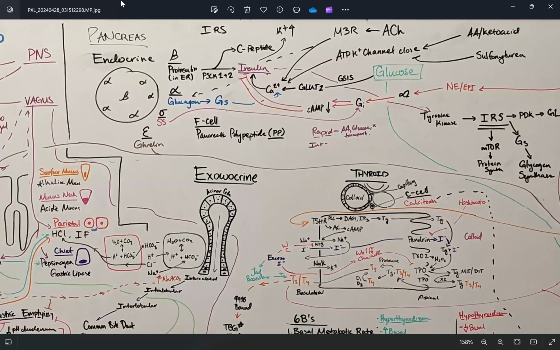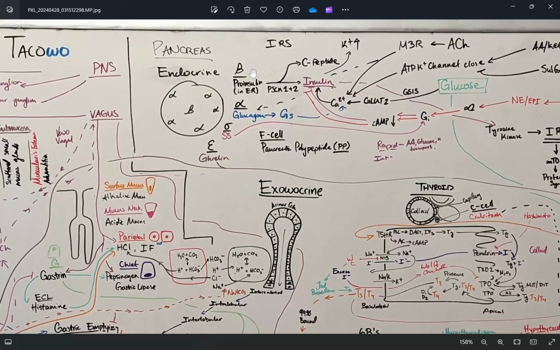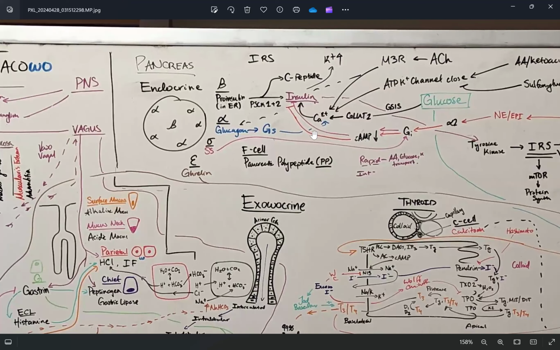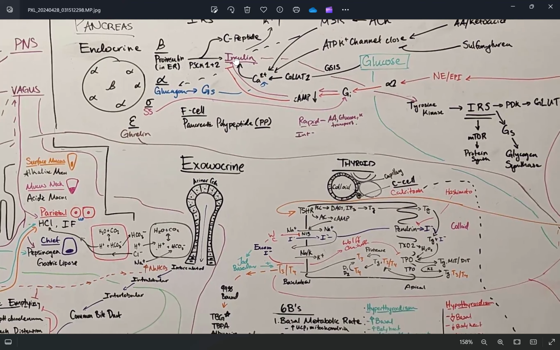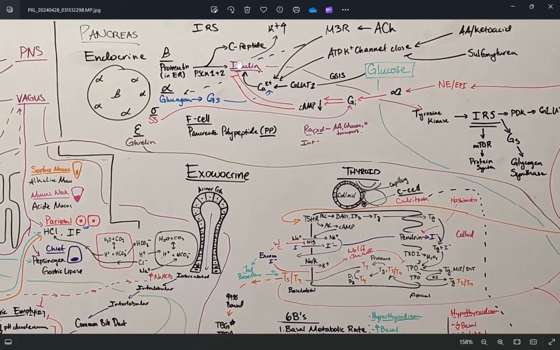To make insulin, you have proinsulin, which is in the endoplasmic reticulum of the beta cells. Eventually you use PCSK1 and 2 to cleave off a C-peptide from the proinsulin, and then you also have insulin as a result. As a note, C-peptide is often used in diagnosing type 1 versus type 2 diabetes, because in type 2 diabetes you're still making it, whereas in type 1 you're not making any insulin at all, so you don't have any C-peptide. C-peptide is measured because it has a longer half-life than insulin, so it's easier to measure than insulin itself.